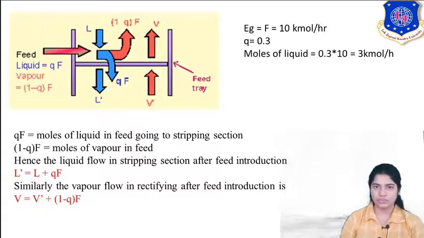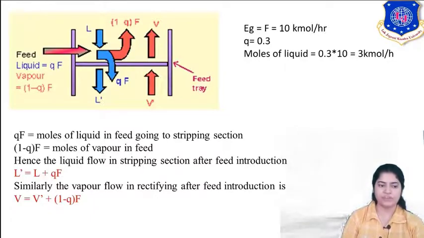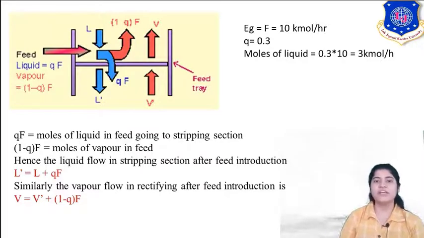When we define Q factor, okay, it is what? Moles of liquid which is going into the stripping section. Similarly, what is 1 minus QF? It is moles of vapor in the feed. Okay, for example, you can say that my feed is 10 kilomole per hour, suppose, and Q condition is given 0.3. It means the moles of liquid present is what? 0.3 into 10 is equal to 3 kilomole per hour. So in my feed, liquid which is coming is 3 kilomole per hour.